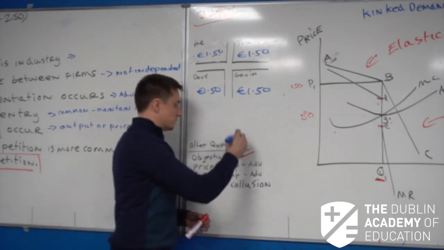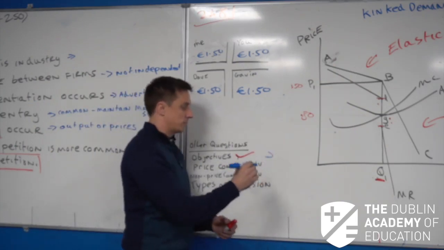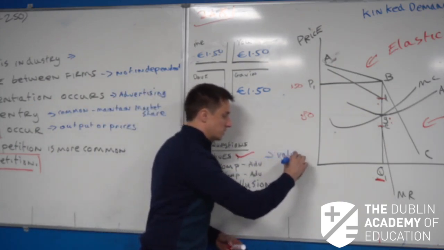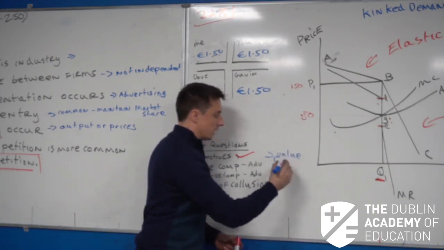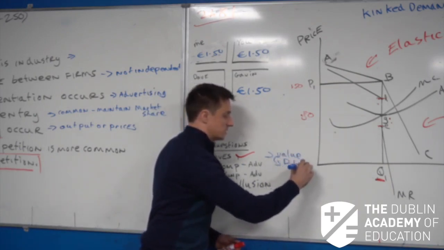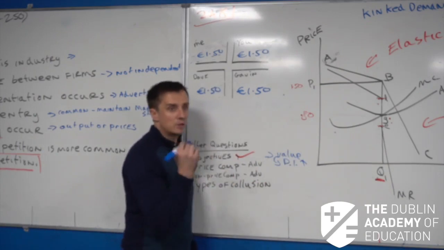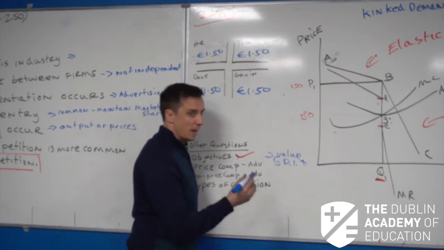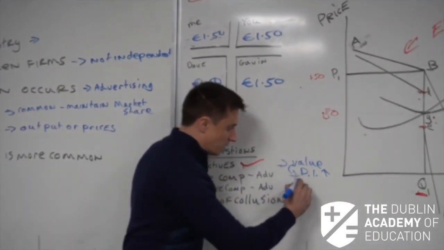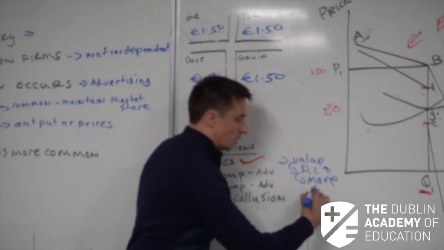So what you see there, guys, is the advantages of price competition. The first point is going to be better value, all right? The second point is you're going to have more disposable income. I might just write that in as DI. Your disposable income is going to go up. And the third one, guys, is that as a result of having a higher disposable income, you're going to have more choice about what you want to buy.